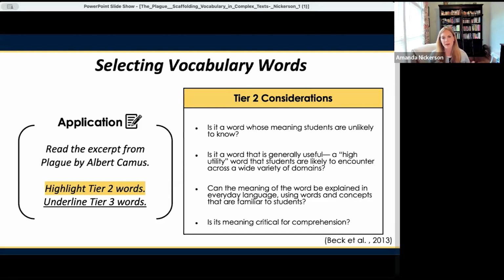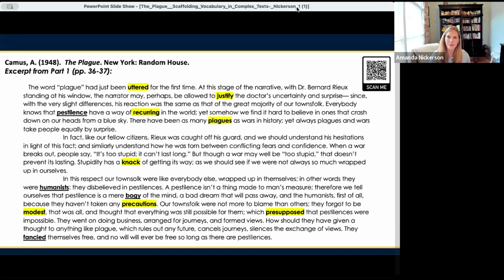how are we making decisions about the words that we're teaching? Are we thinking about whether it's a word whose meaning students are unlikely to know? Because if they don't know it, they may need to be taught it, right? Is it a word that's generally useful, a high utility word that, again, they're going to possibly encounter across different domains or settings? Can the meaning of the word be explained in everyday language? Can you come up with a student-friendly definition using words and concepts that are familiar to students? And again, is its meaning critical for comprehending the passage? Is it something that's really important? And so your paper might look a little bit like this.